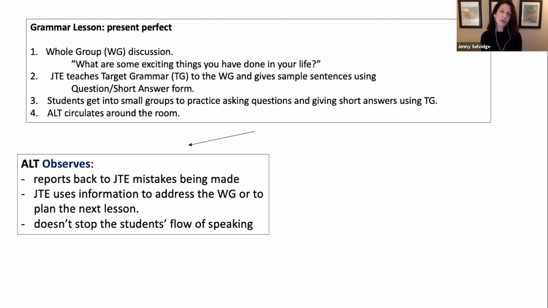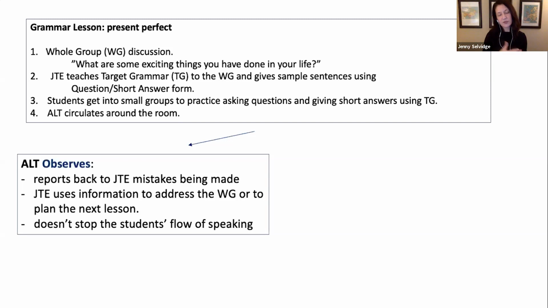So maybe before you end the class, you bring everyone back together and the JTE says, hey, we've noticed that you're struggling with this. Let's go over that again. And you can do a little bit of reteaching. This is a good option if you don't want to stop the students' flow of speaking. You just want to observe and let them talk.